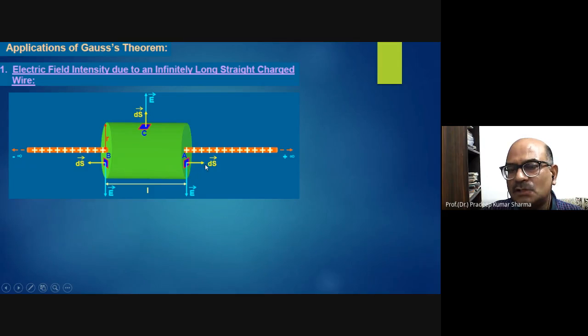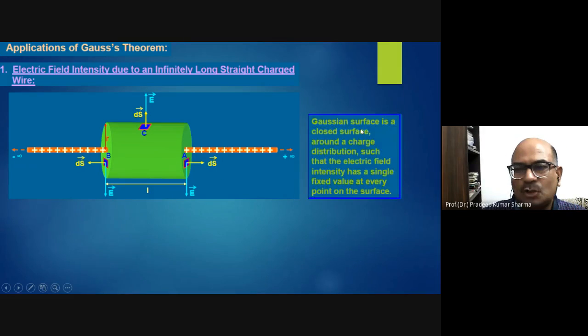The direction of the surface area ds is perpendicular to the direction of electric field. Now, the height of the cylinder, or you can say the length of the cylinder over here, is L. So if we keep this in mind, we can write that a Gaussian surface is a closed surface around the charge distribution, such that the electric field intensity has a single fixed value at every point on the surface.